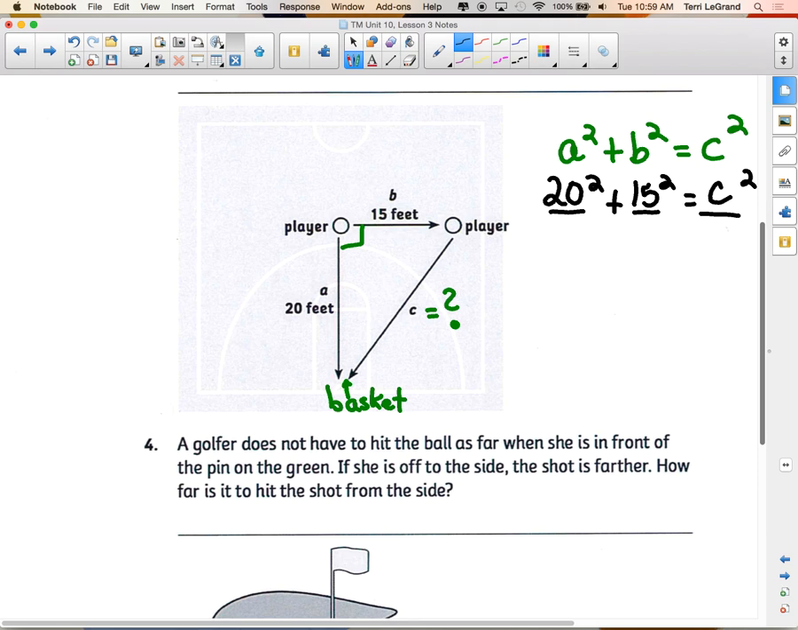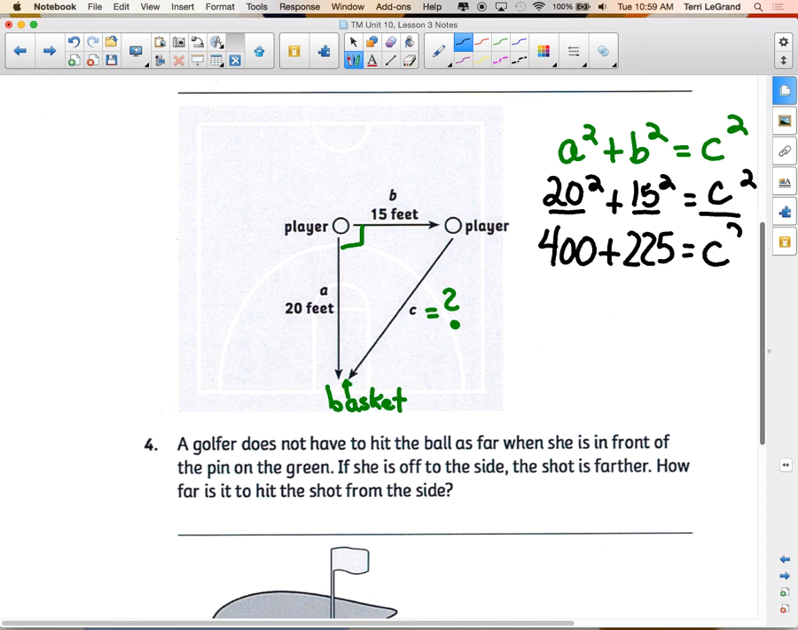2 times 2 is 4, and each of those has a 0 behind it, so we have 2 zeros in our answer. So 400, not 40. 20 plus 20 is 40, right? But 20 times 20 is 400. Anybody happen to know what 15 squared is? 225, good job.